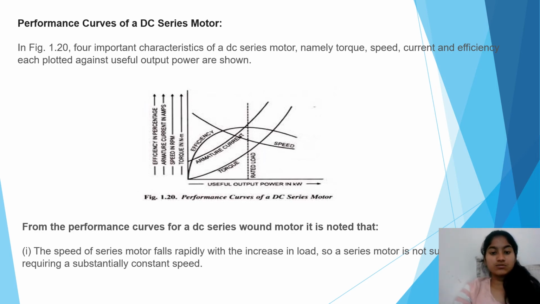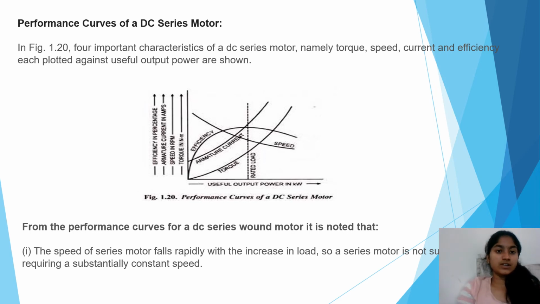Which DC motor has the highest starting torque? The DC series motor is the best motor for high starting torque to drive high inertia loads. That is why the DC series motor is used for driving heavy loads, contrary to the DC shunt motor. The starting torque of the DC shunt motor increases linearly with the armature current.